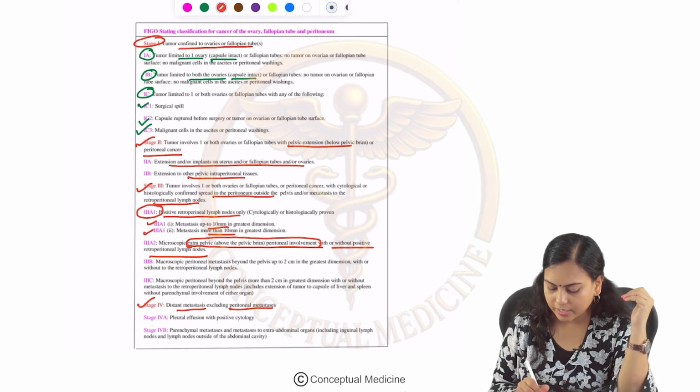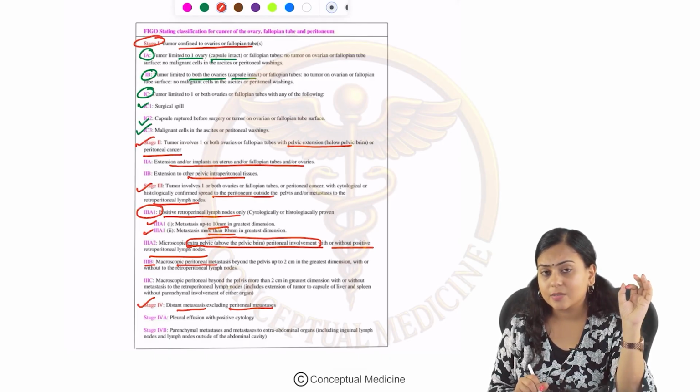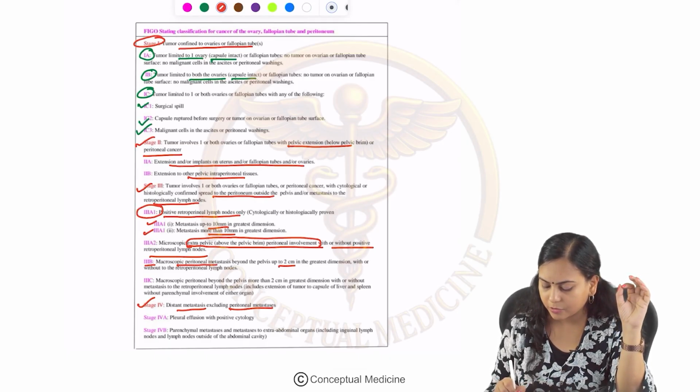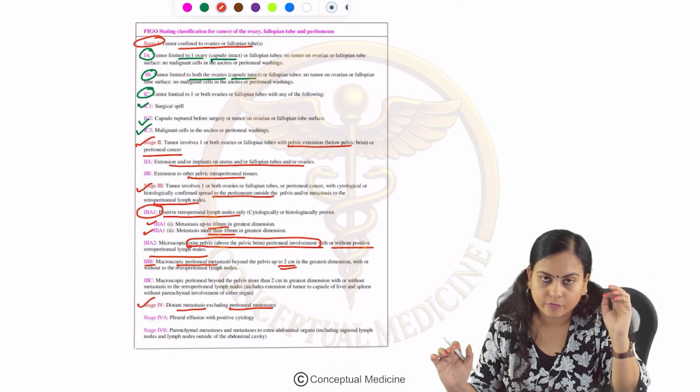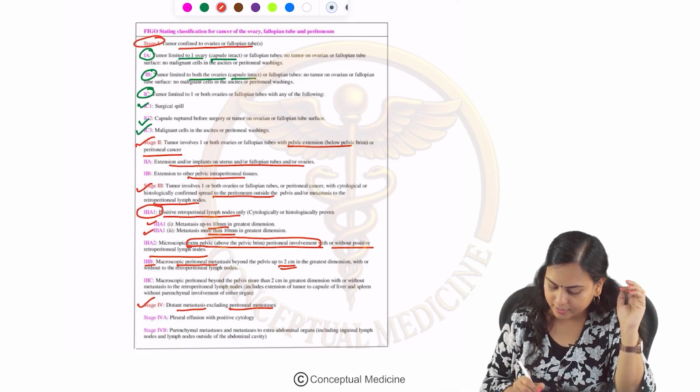Coming to stage 3B, here we see macroscopic peritoneal metastasis that is beyond the pelvis, up to 2 cm in greatest dimension. There can be plus or minus retroperitoneal lymph node involvement. Clear? Next is stage 3C.